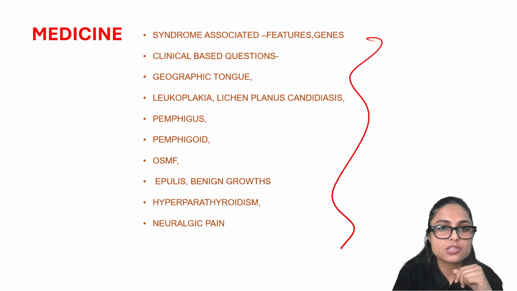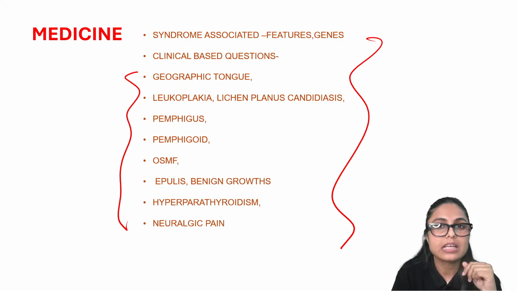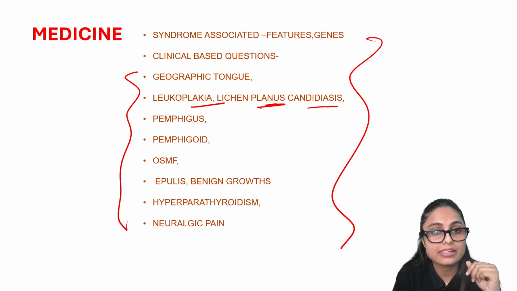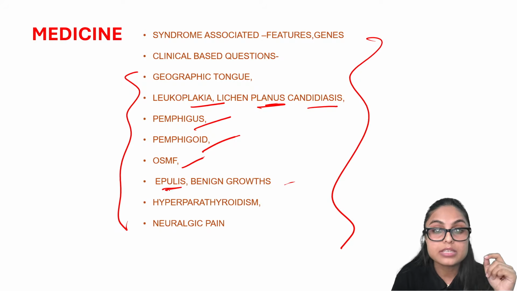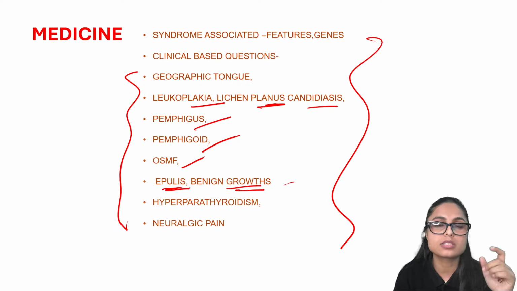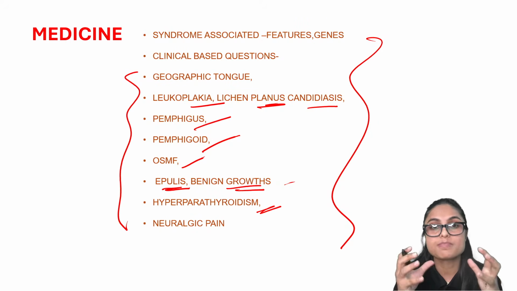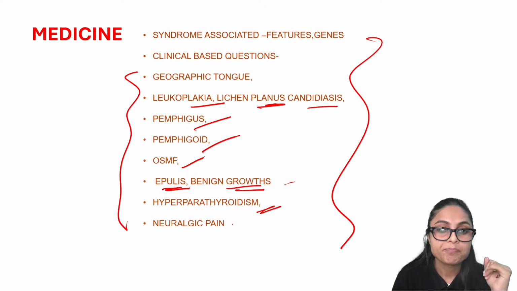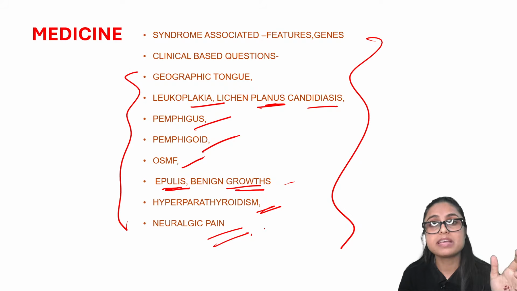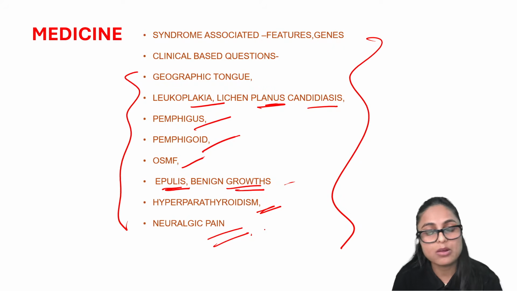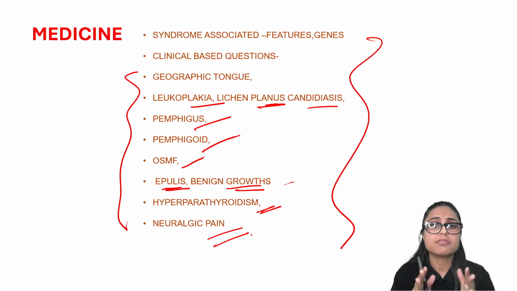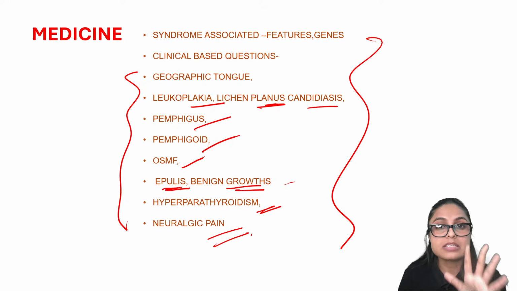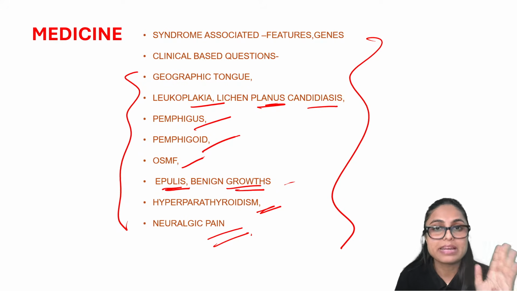Clinical based question on geographic tongue, leukoplakia, lichen planus, candidiasis, pemphigus, pemphigoid, OSMF, epulis, or benign growths that you see in the oral cavity. Hyperparathyroidism, the questions based on hyperparathyroidism, are examiner's favorite questions. Neuralgic pain, so clinical based question on neuralgias, paroxysmal, non paroxysmal, whatever we have studied. So these are must know topics of oral medicine.